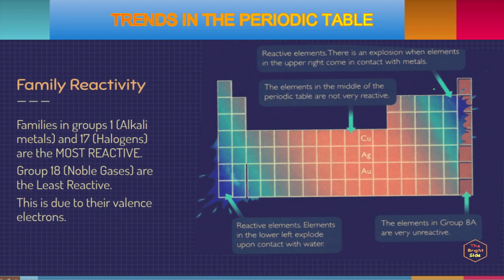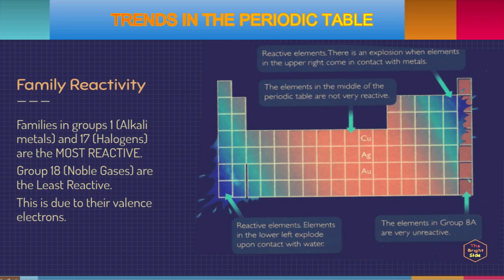But let's talk about reactivity. Families are very reactive together. In fact, the most reactive metal family is this group right here. It's called the alkali metals, and it's found on the edge of the periodic table. The other most reactive family is called the halogens, and it's found pretty close to the right edge of the periodic table. So families in group 1, the alkali metals, and group 17, the halogens, are the most reactive.